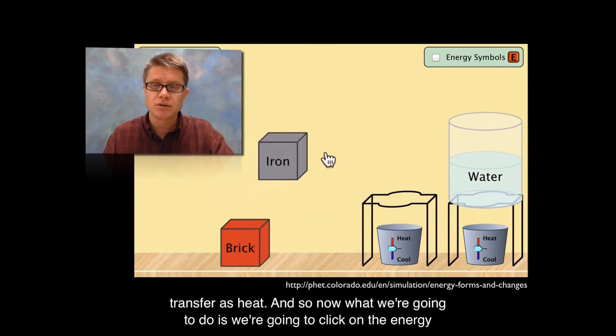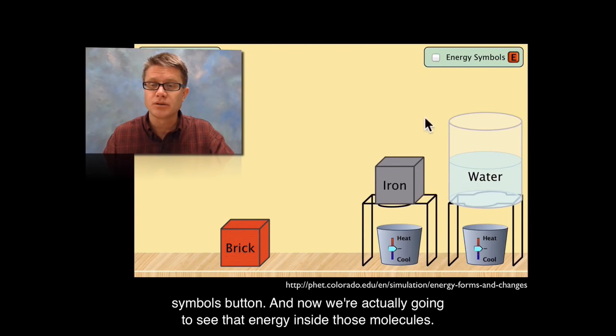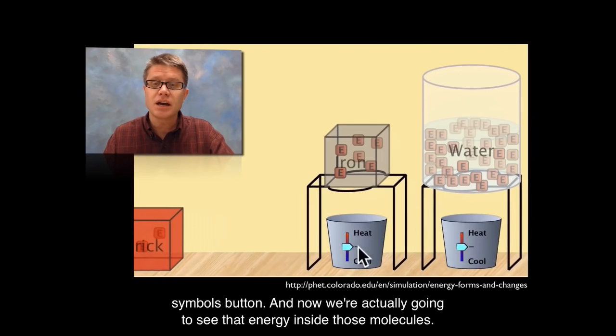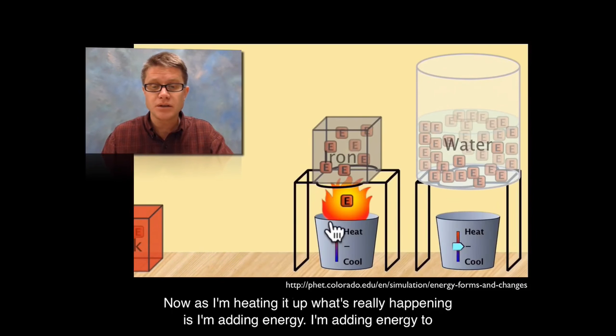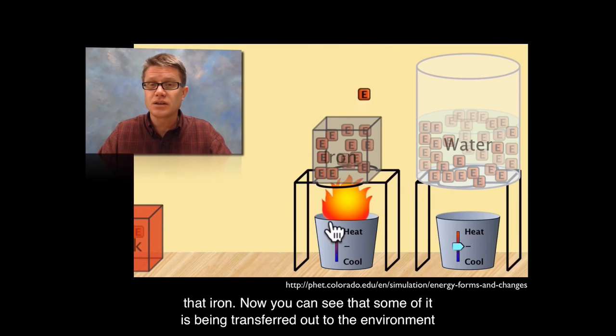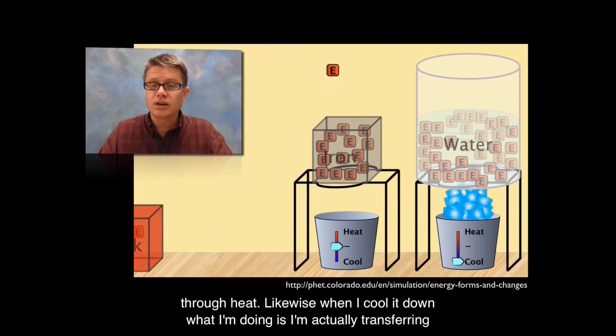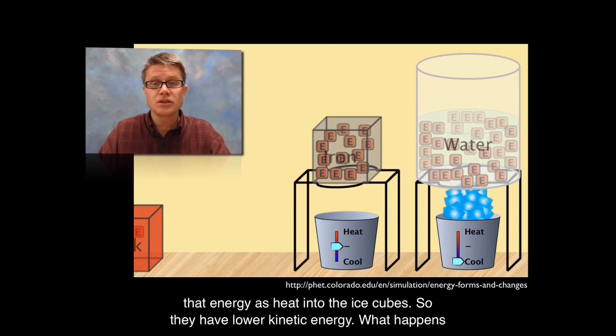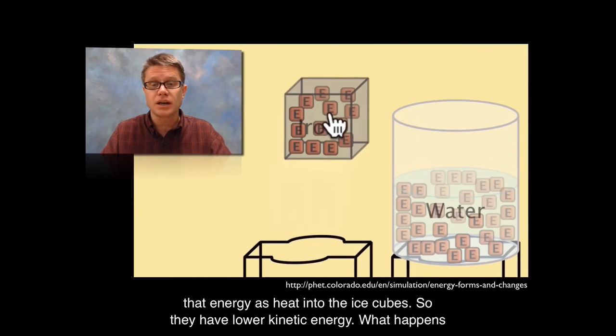And so now what we're going to do is we're going to click on the energy symbols button. And now we're actually going to see that energy inside those molecules. Now as I'm heating it up, what's really happening is I'm adding energy. I'm adding energy to that iron. Now you can see that some of it is being transferred out to the environment through heat. Likewise, when I cool it down, what I'm doing is I'm actually transferring that energy as heat into the ice cubes. So they have lower kinetic energy.